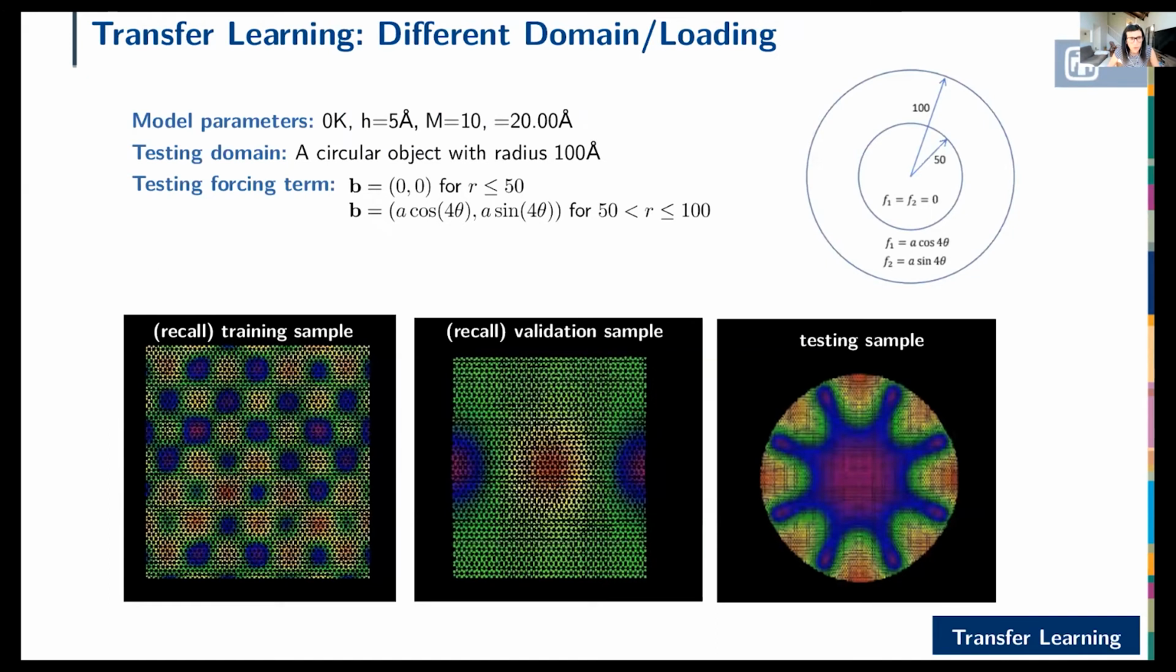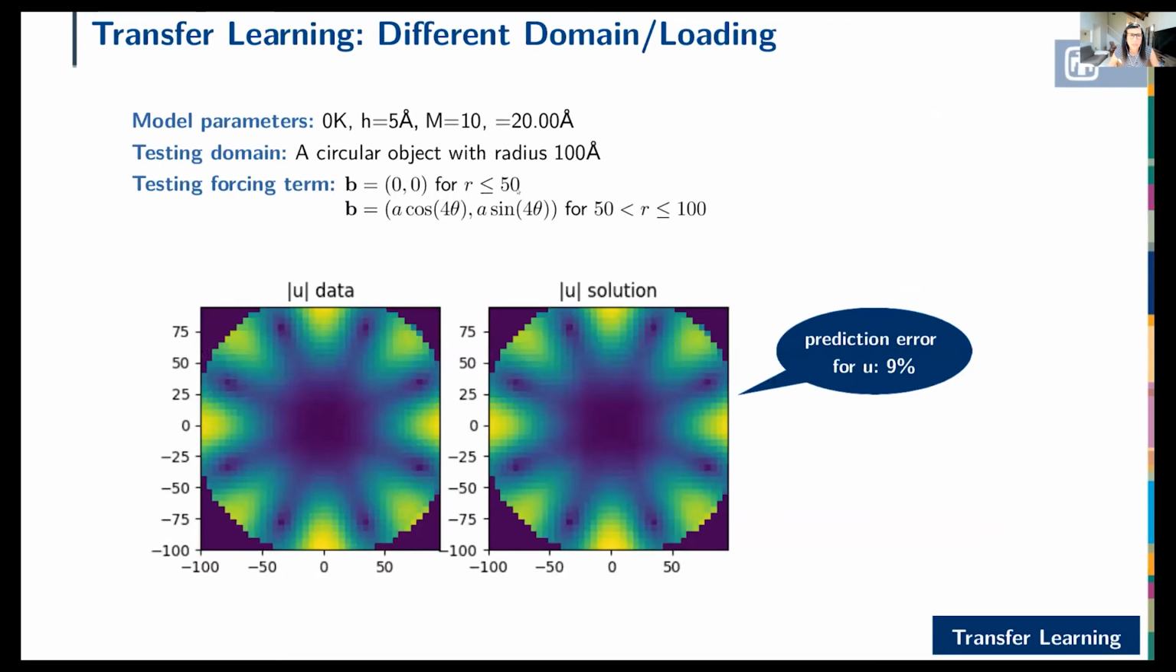Just to recall, this was a type of training sample that was used to train the model. This is where we validated the model. Now we want to completely change the setting and consider a different domain, which we renamed the coronavirus domain. We wanted to test the optimal kernel generated here on this new domain with also a different forcing term. This is the most recent result that we have, and we have a prediction error in the displacement of 10%, which we believe is already a good result. But of course, there's a lot more to do in this direction.